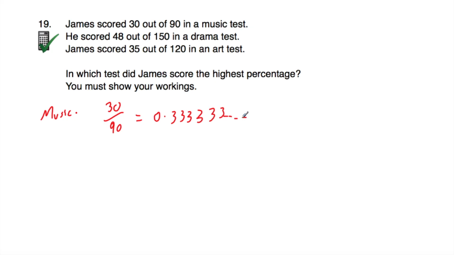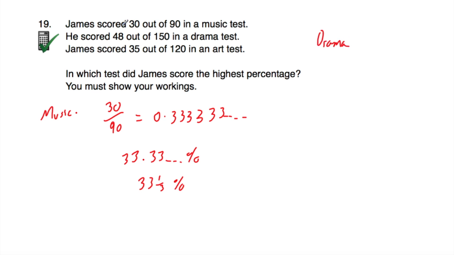0.3333333 and so on, because it's a third. And let's change that to a percentage. So let's move the digits 2 columns to the left, let's times by 100. So that'll be 33.33 and so on percent. So that means that in music, James scored 33.333333 and so on percent, or some people write it as 33 and a third percent. Okay, so that's what he scored in music. Now let's look at drama.